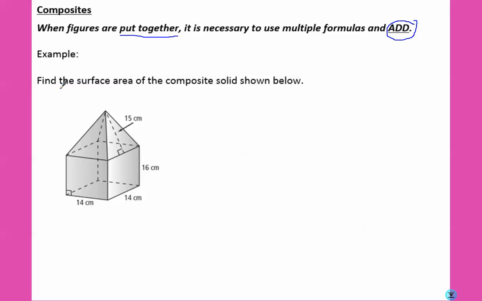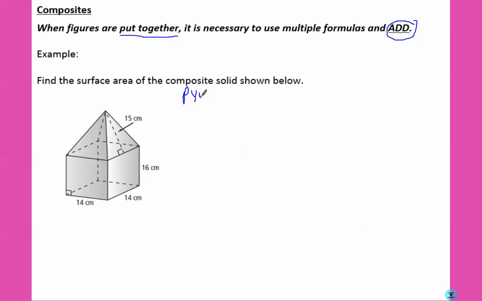So in our example, find the surface area of the composite solid below. So we've got a square pyramid on top of a rectangular prism. Surface area means everything outside. Now, normally the surface area of a pyramid would include the bottom, but when we put these two shapes together, the bottom doesn't count anymore. And if you recall, that's actually called the lateral area.